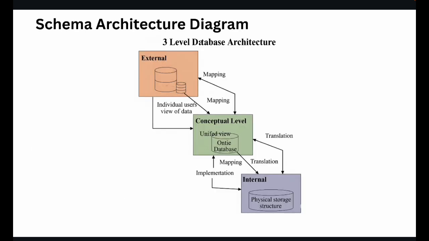Before that, we'll check the schema architecture diagram. This is a three-level architecture starting from the internal, conceptual, and the external. The mapping and translation occurs between each of the levels.